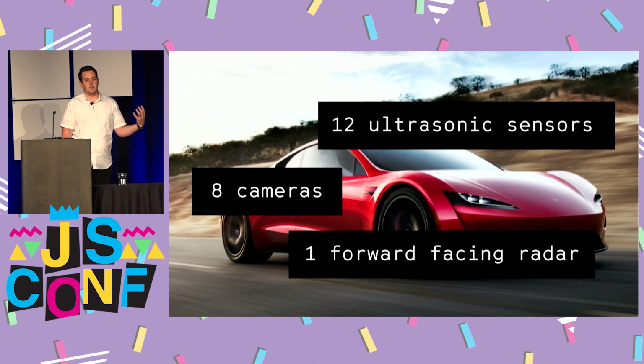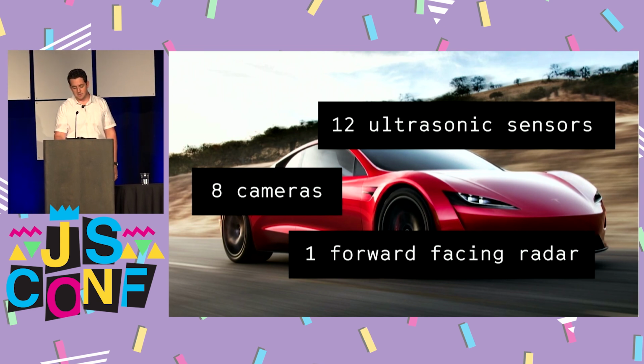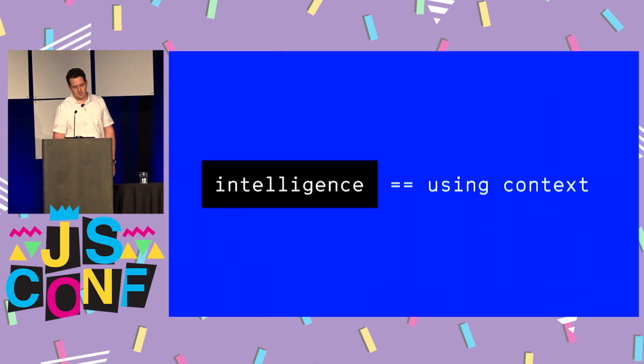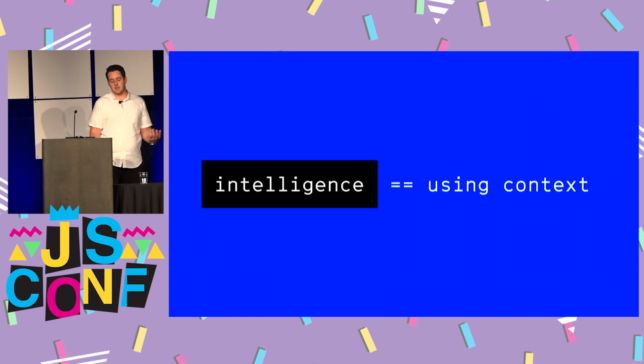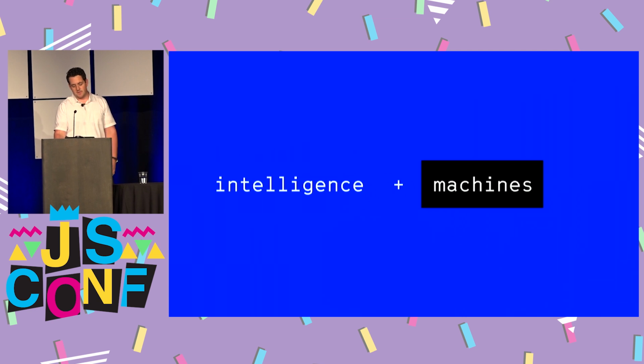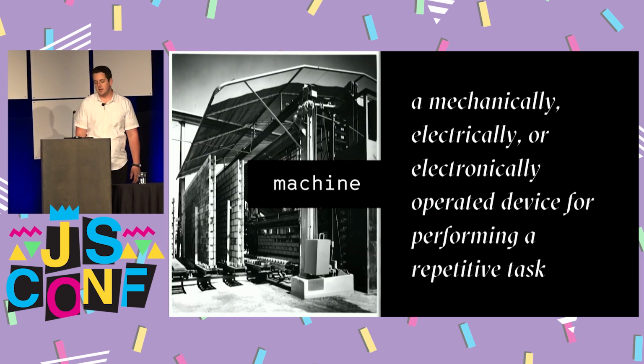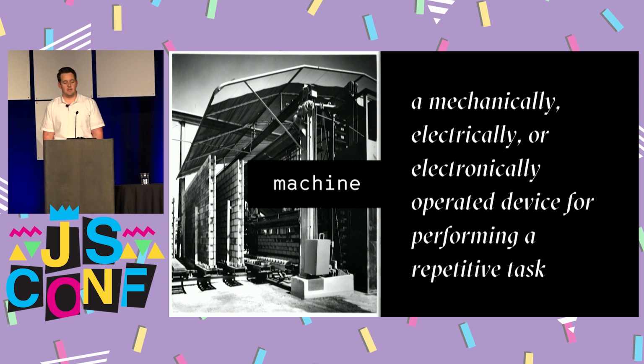There's no lack of context in the new Tesla Roadsters. So for our purposes, I'm just going to say intelligence means using context. So now we can define machines. This should be pretty easy. We go to the dictionary and find: a mechanically, electrically, or electronically operated device for performing a repetitive task.